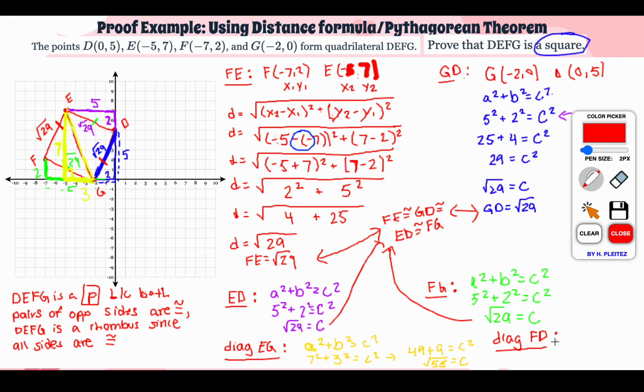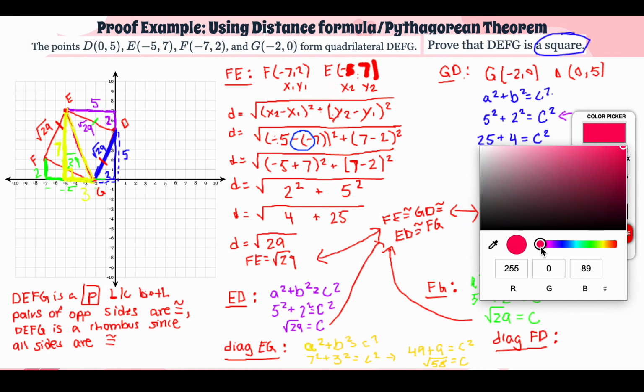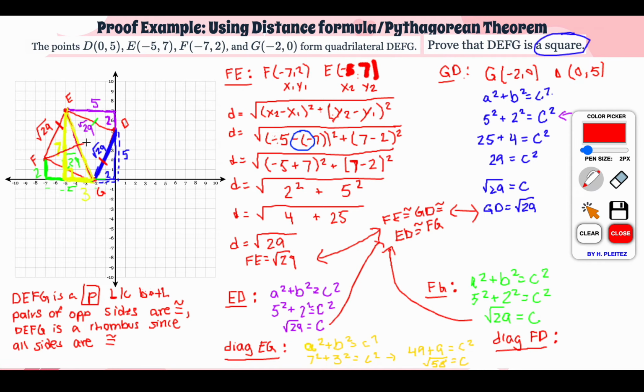And it's going to be the same thing. I'm running out of colors though. Let's use this color red, I guess. So for diagonal FD, or maybe I could do it a little thicker. For diagonal FD right here, we can create a right triangle by going like this and like this. And again, if this picture is too complex and you can't follow it, just do the distance formula with points F and D, just like we did up here.